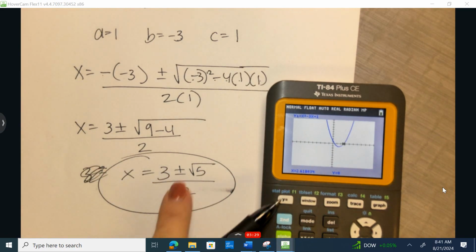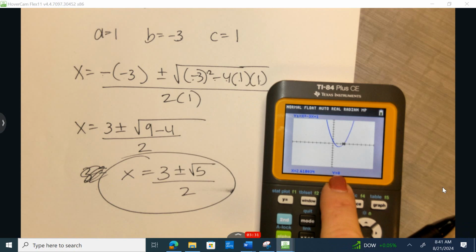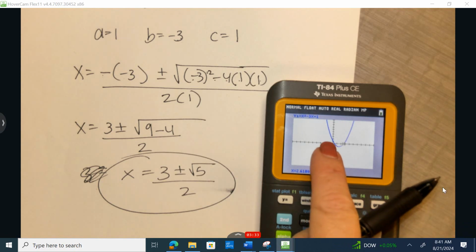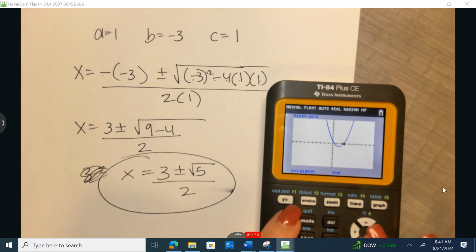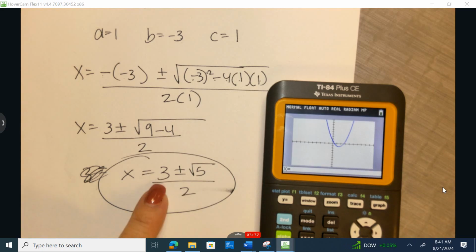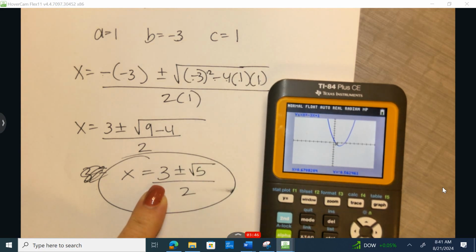So I plugged in the first time where I only added, and you can see that I did come up with the x-intercept. And now I'll show you how I'm able to get the x-intercept on the left-hand side. So I'm going to plug in 3, subtract the square root of 5 divided by 2, and let's try this again. Okay, 3 subtract the square root of 5 divided by 2, and there it is. There is the second x-intercept.